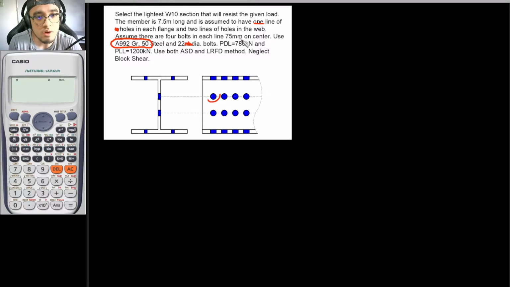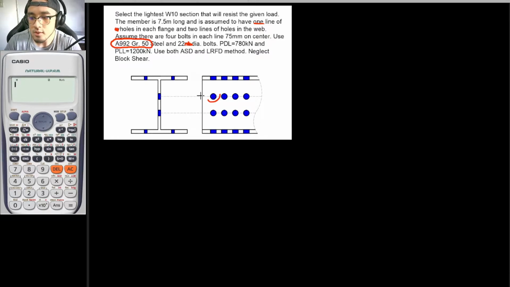Okay, so our point dead load is to be 780 kilonewtons and our point live load is to be 1200 kilonewtons. And we would be using both ASD and LRFD method. In this example right here, we would be neglecting block shear since the edge distances here are not given.